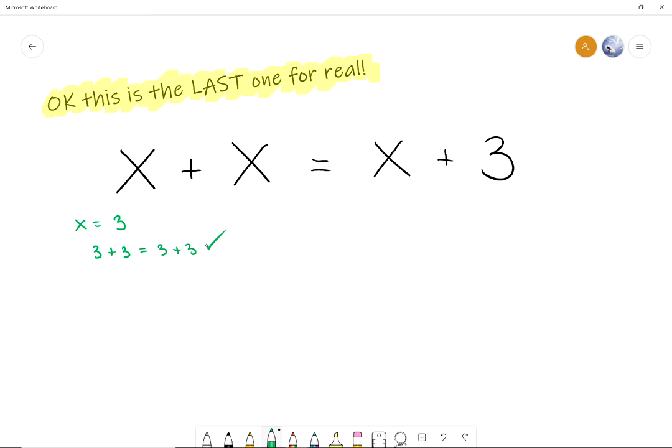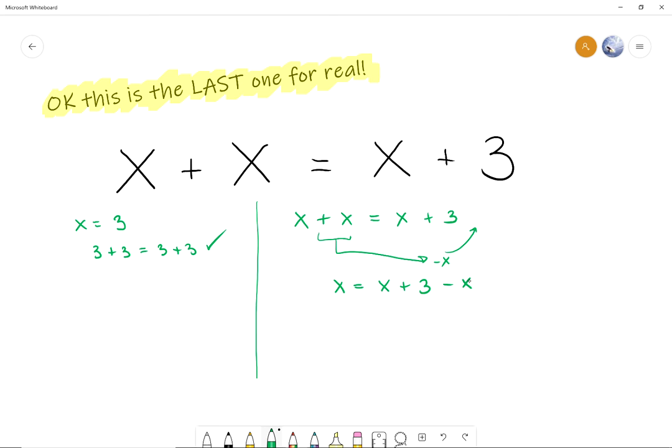Let's try to solve it using algebra. So if I start with x plus x equals x plus 3, let's try to move something to the other side. Can I move this x here to the other side? If it's plus x, it goes to the other side as what? If it is adding on one side, minus x. Minus x, that's exactly right. So it's going to go in here as minus x. So what I get is x equals x plus 3 minus x, correct?